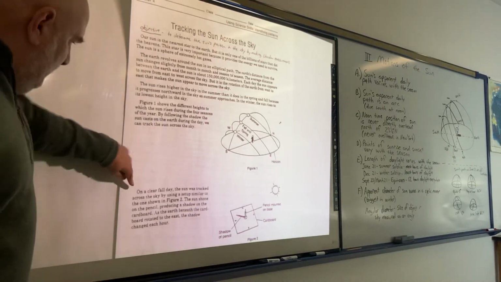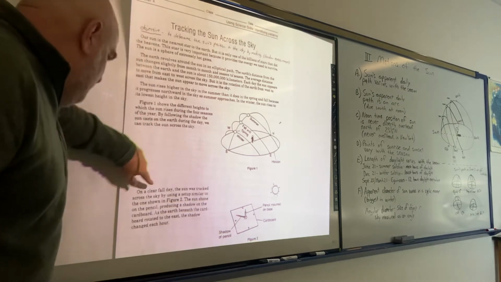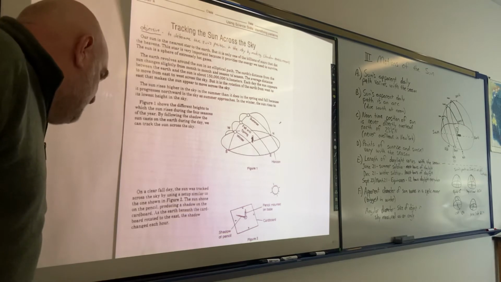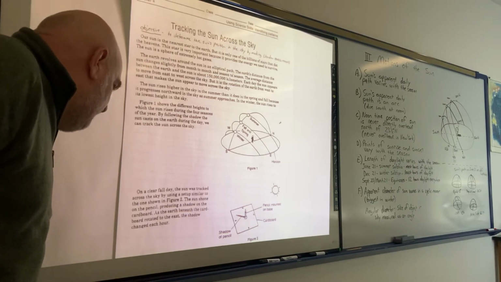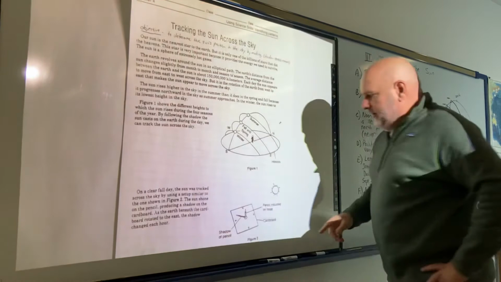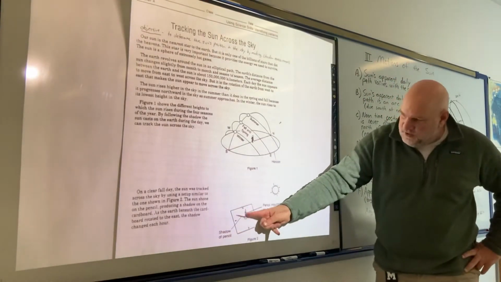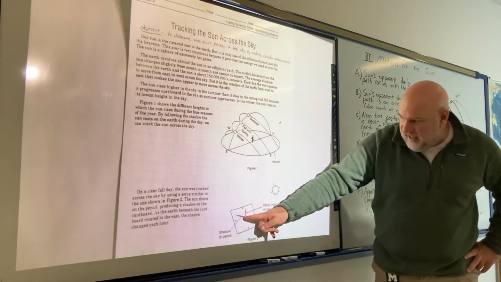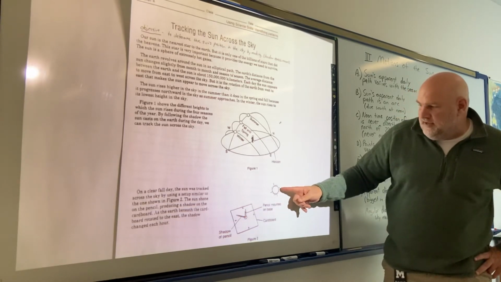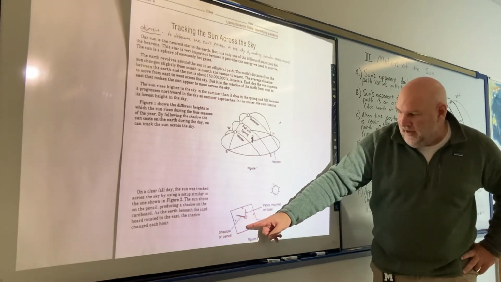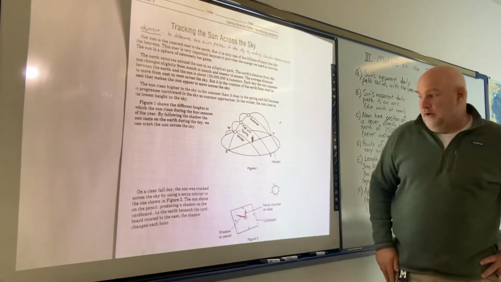Okay, long story short, it says on a clear fall day, the sun was tracked across the sky by using a setup similar to the one in figure 2. The sun shone on a pencil, producing a shadow on the cardboard. As the earth beneath the cardboard rotated to the east, the shadow changed each hour. All right. So I have a piece of cardboard right there, a pencil was put in it, it was put outside, and then the shadow was cast by the sun. And during the course of the day, as the sun moved, the location of the shadow moved, and where the tip of the shadow was recorded.